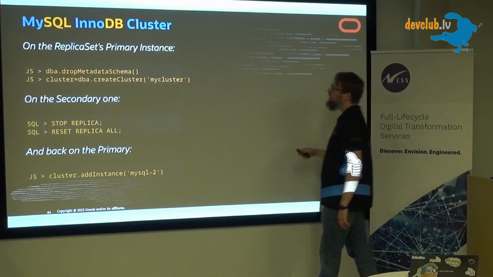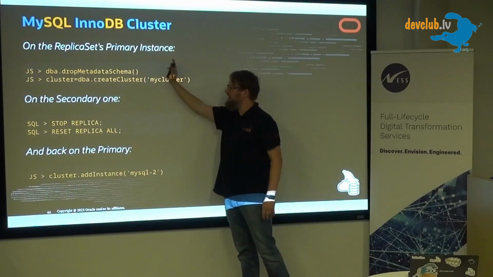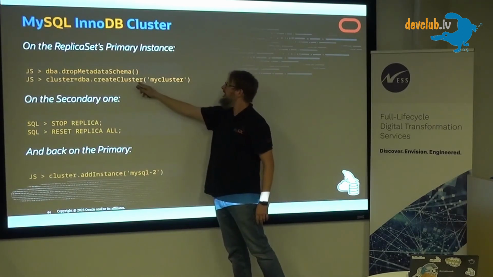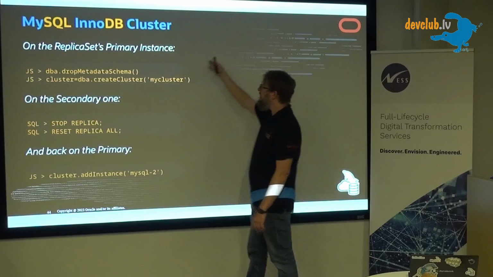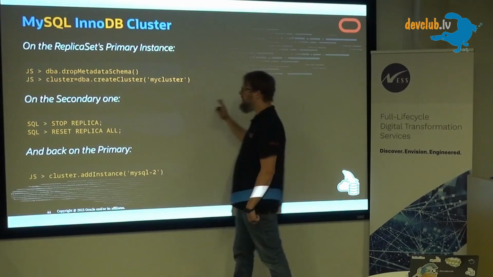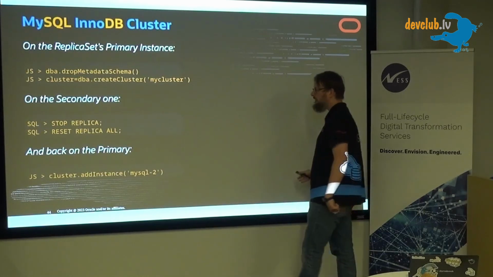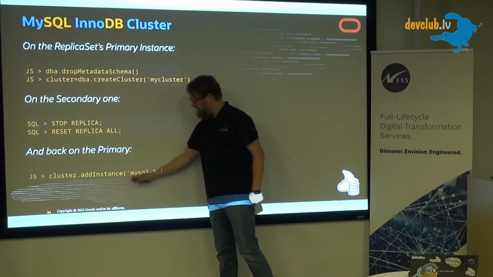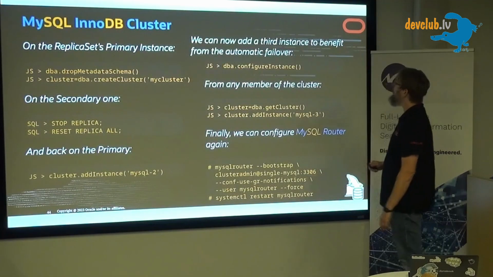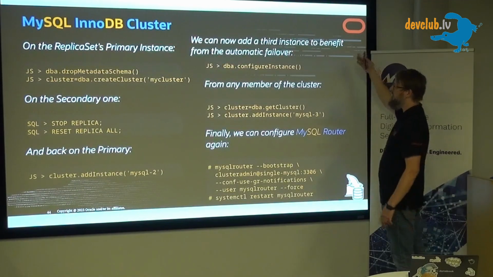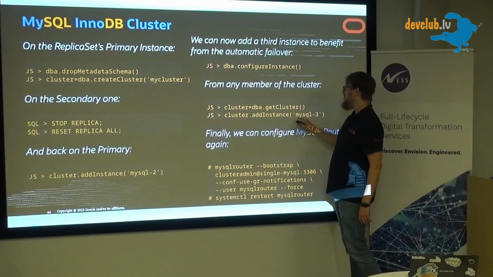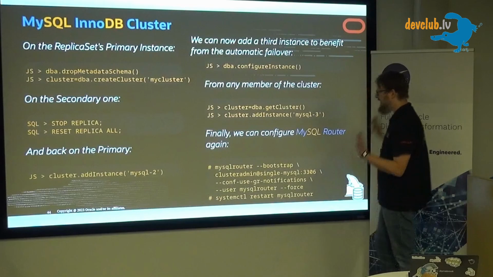So this is what we do to migrate from the ReplicaSet to InnoDB Cluster: we just drop the metadata to say, okay, forget about ReplicaSet. Now we create the cluster. So the machine is the cluster. Here we stop the replication on the secondary node, and we add it. Just add instance, done. Then on the third machine that was not there, we configure it, add it to the cluster, and it's done, finished.